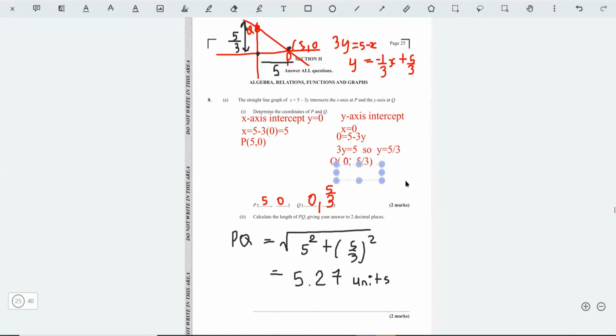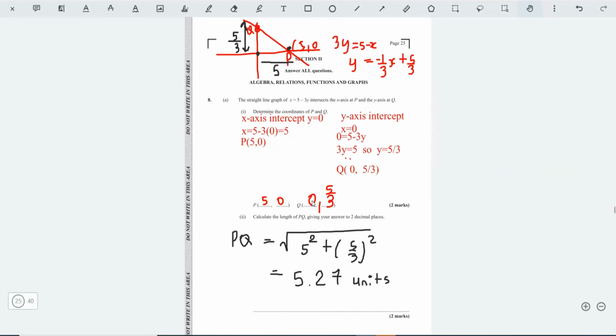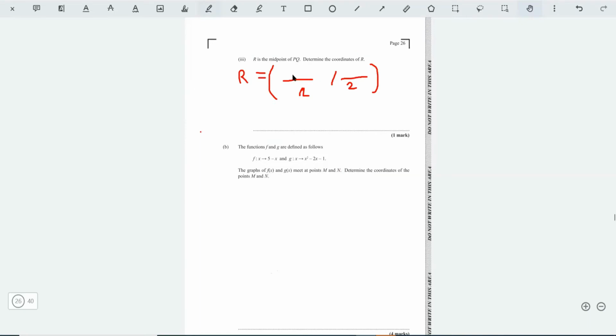We're good. All right, so now going back to around here, we want the midpoint. So 5 plus 0 divided by 2. Then the midpoint of the two Y values. The two Y values are 0 plus 5/3, divided by 2.